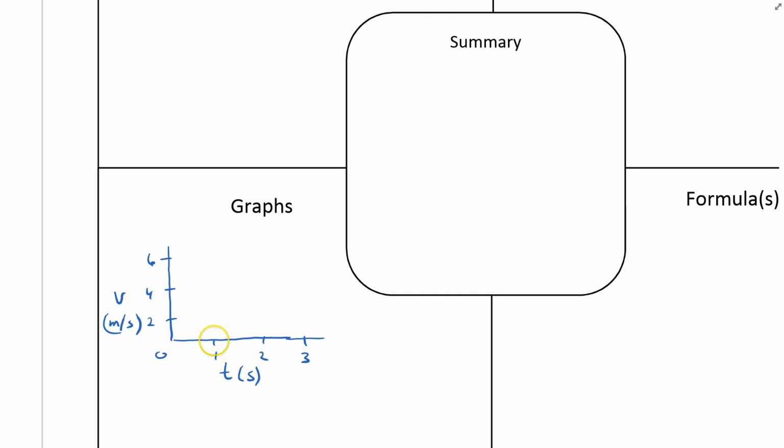Now if I plot those points: at 0 seconds it was 0, at 1 second it was going 2 meters per second, after 2 seconds it was 4, and after 3 it was going 6. So here would be my graph.